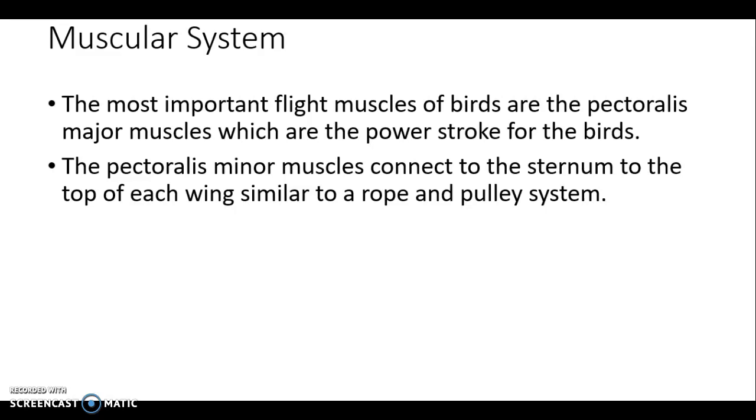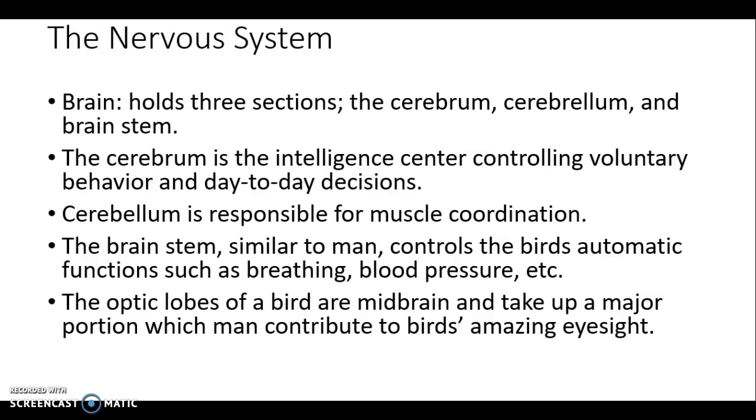Pectoralis minor muscles connect the sternum to the top of the wings as a rope and pulley system. So as one pulls out, one is going to be pulling in. That's exactly how our muscles work. We have an expansion and contraction that has to happen one way or the other, and we have ligaments that join them together as the rope for the pulley system. Theirs is exactly the same as ours, except for where they are proportionally on the bird.